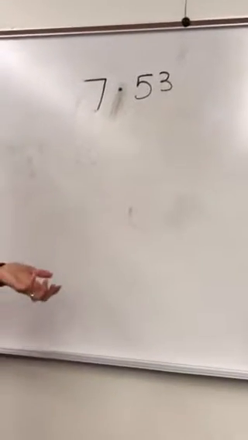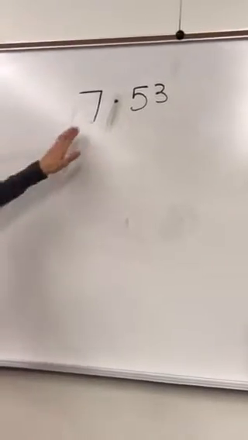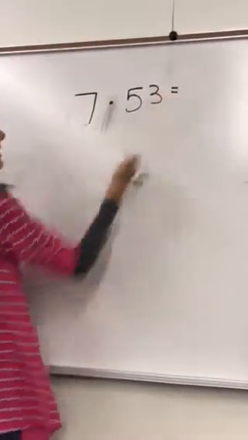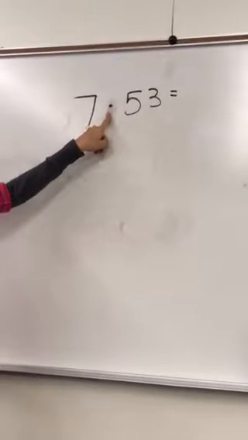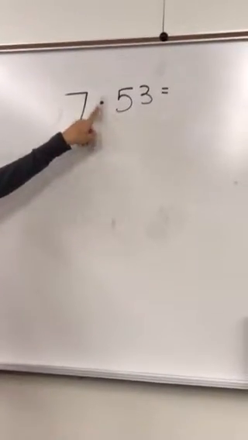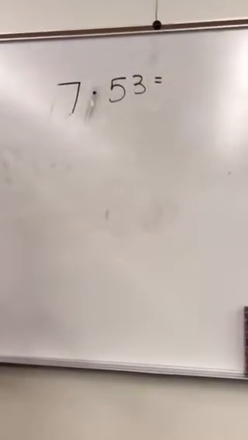Good? All right, I'm gonna show you guys number 1 on your homework today. This says 7 times 53 equals. This multiplication symbol looks different. Sometimes mathematicians will use a dot, and it means the same thing as multiply.